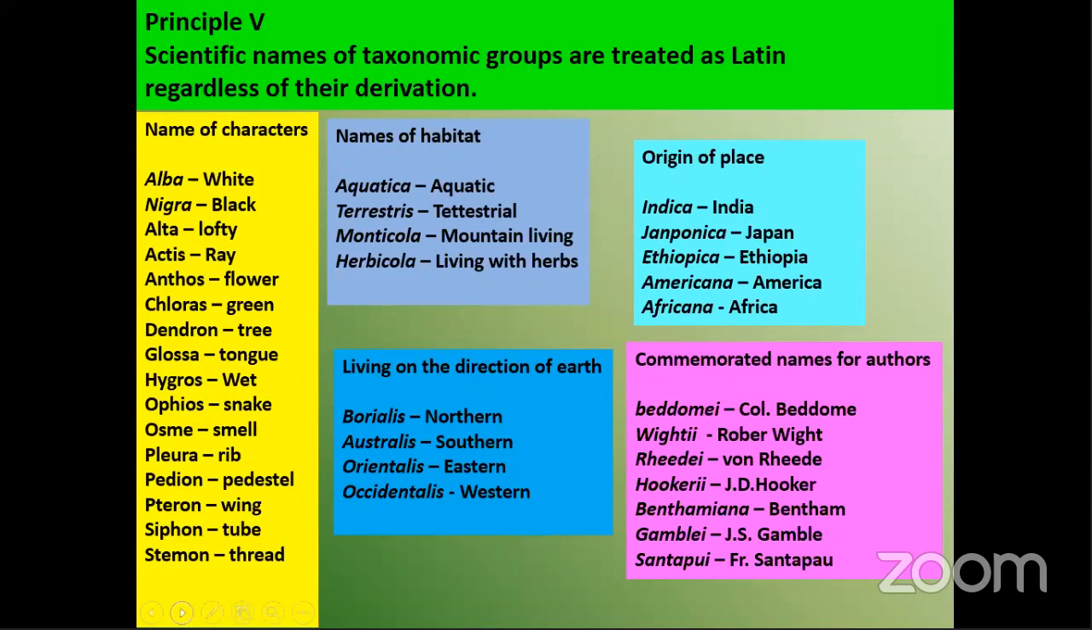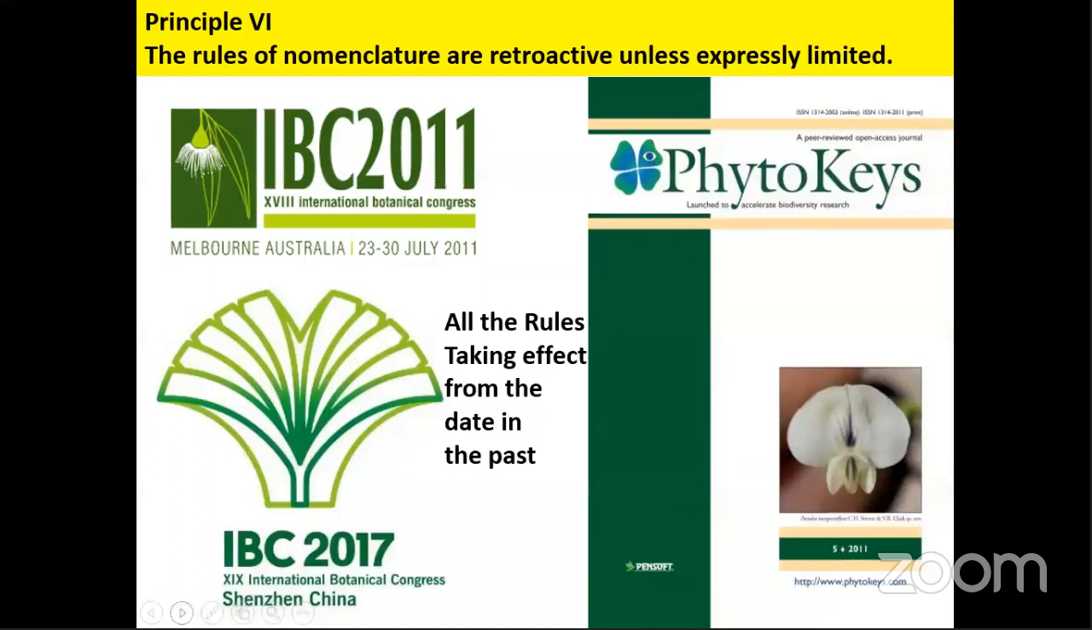You know, the last rule, the sixth rule, is that nomenclature is retroactive unless expressly limited. So all the rules take effect from a date in the past. The past conference, the IBC, is important. They brought out all the rules from the earlier published code. So this is the last rule. So in every code, every IBC conference, International Botanical Congress, our code is expressly limited. So this is the thing. And next one.